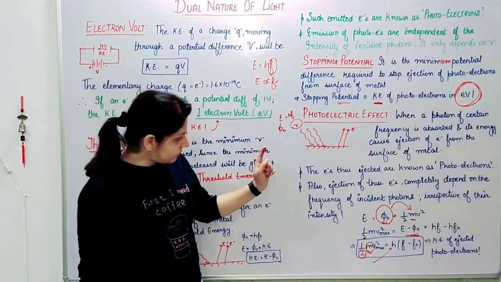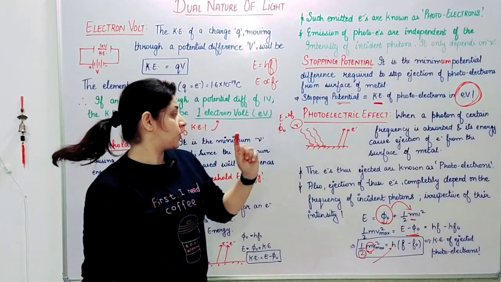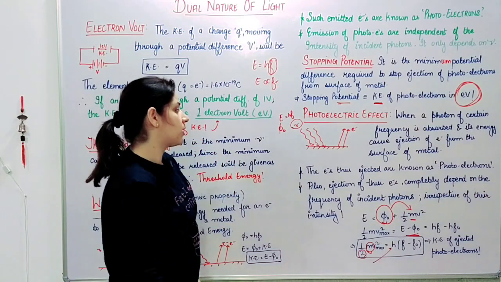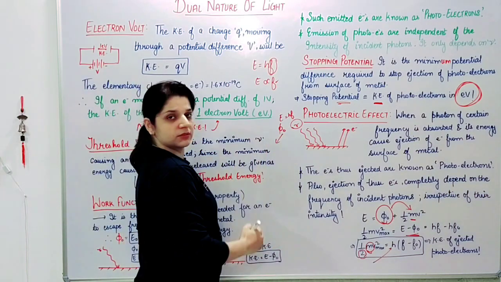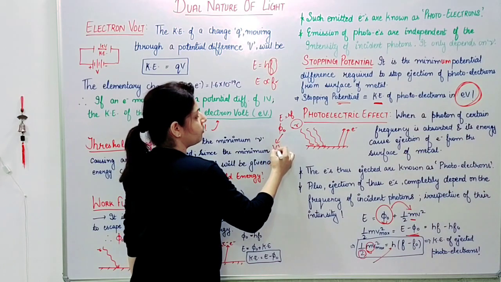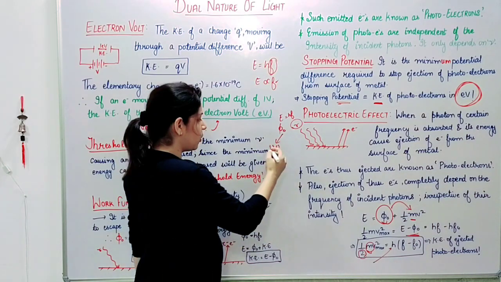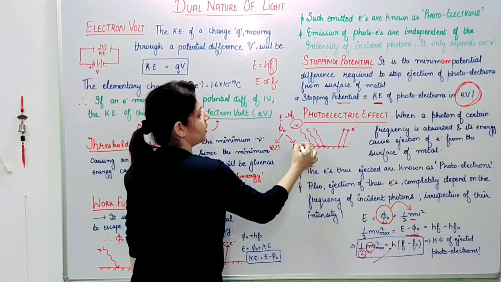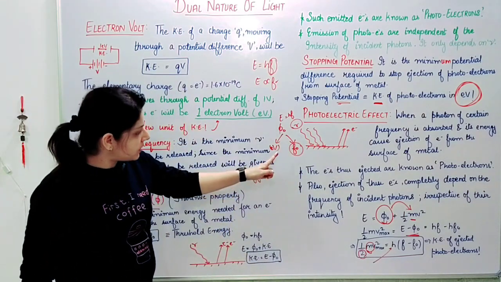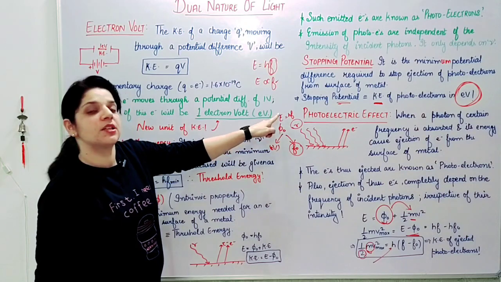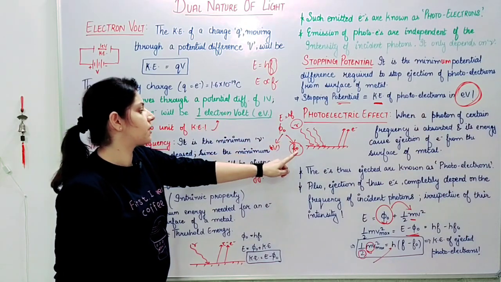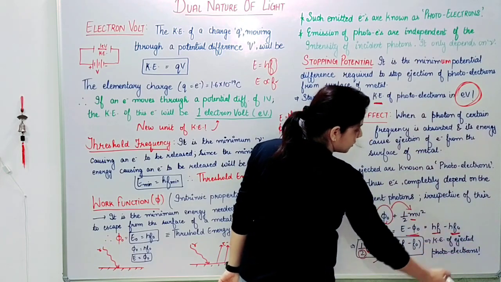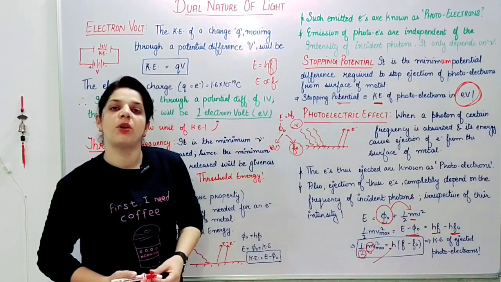That's it. Also, this phi naught or the work function can be given in two ways. One is it is directly given in terms of electron volts, or it is given in terms of frequency. If it is given in this way, you need this energy also in terms of electron volts. If it is given in this way, just do one thing. This is hf and this is hf naught and you get the direct formula.